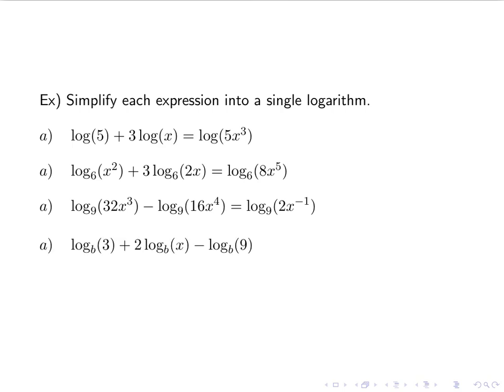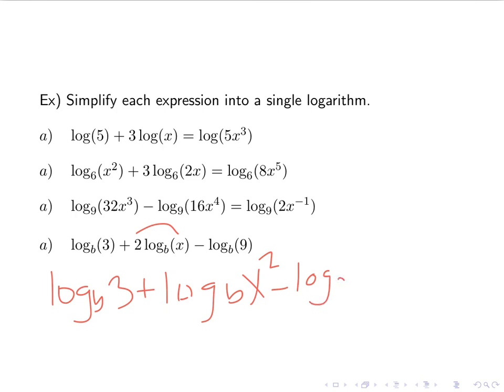And then for our last one, log base b of 3 plus 2 log base b of x minus log base b of 9. So again, I see a coefficient. I have to do that first. So log base b of 3 plus log base b of x squared minus log base b of 9. So now I've got addition and subtraction.